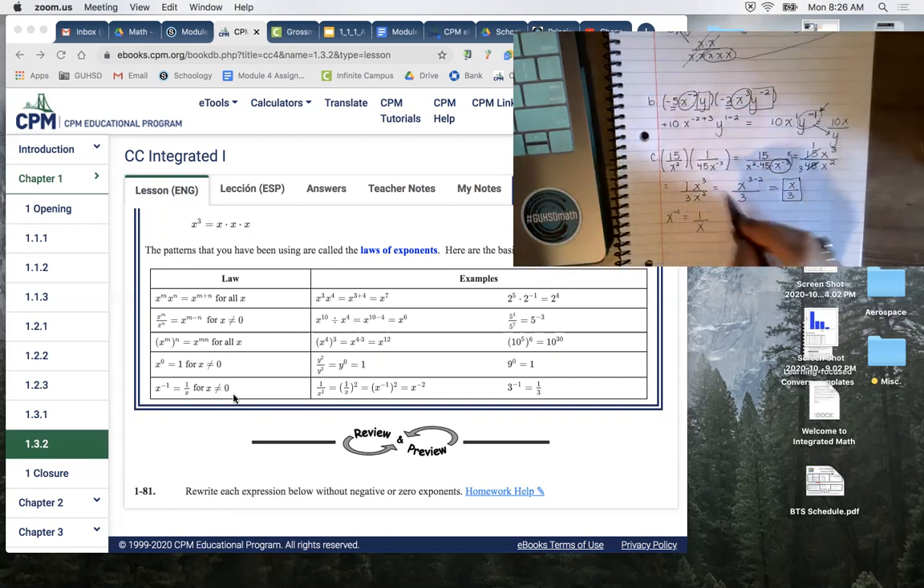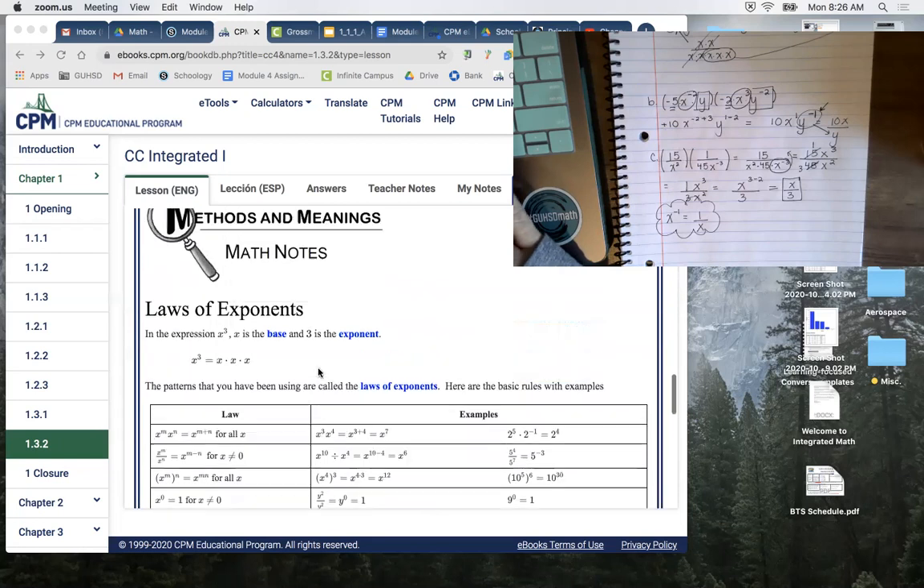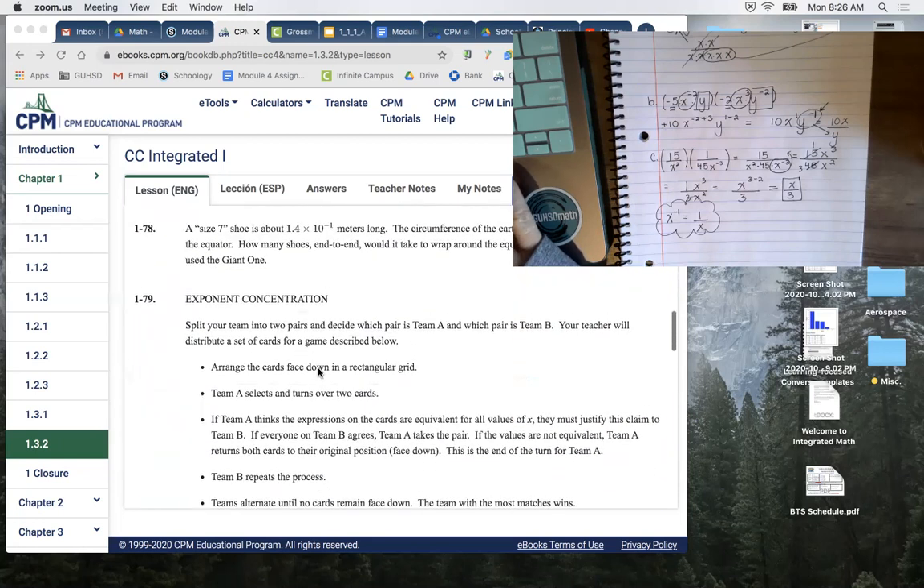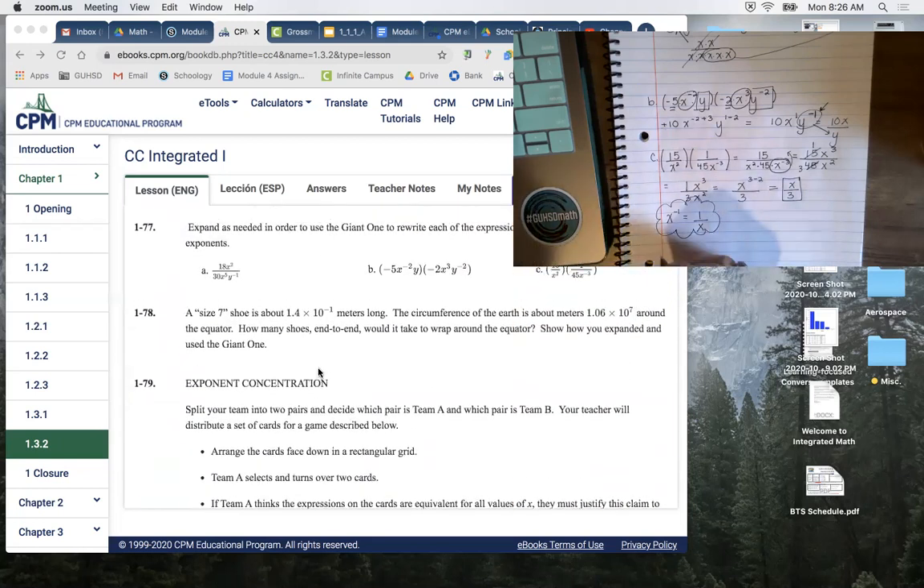Okay, but that's our last rule right there. And the one that we're going to have problems with today. We're going to have these negative exponents that we have to move around. I do want to show you one more example, number 78.